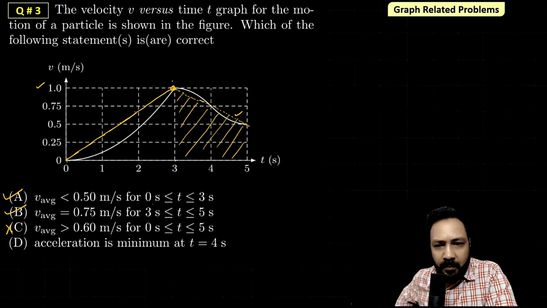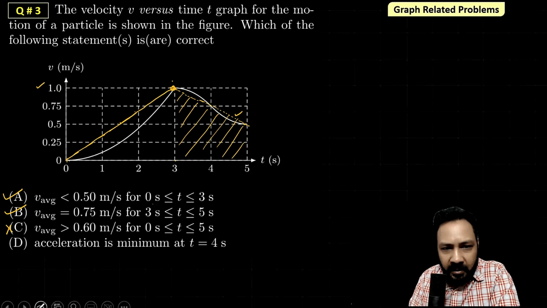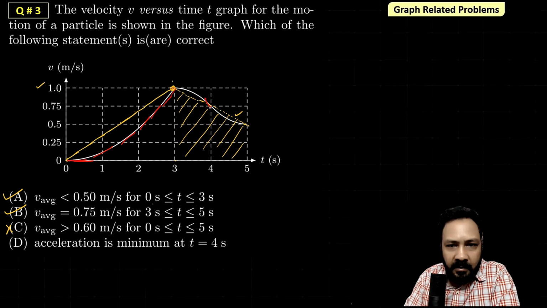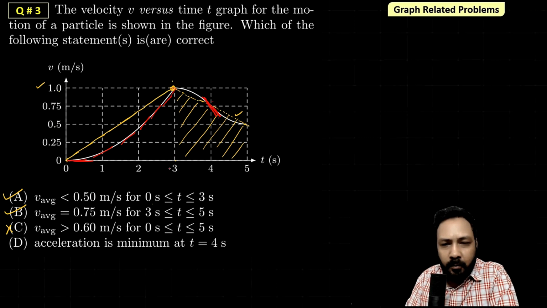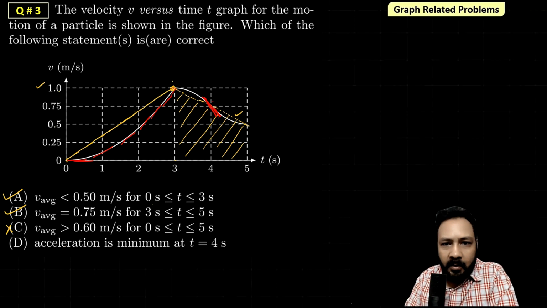Now, the acceleration is minimum at t equal to 4. Acceleration would be minimum where the slope is least. And I can see that the slope of the VT graph is minimum here, and then the slope is increasing. And here the slope is like this, and this is a negative slope. But when we say acceleration is minimum, we mean the magnitude of the slope. So the slope is even less in magnitude here. So this option is also not correct. So the correct options are A and B.